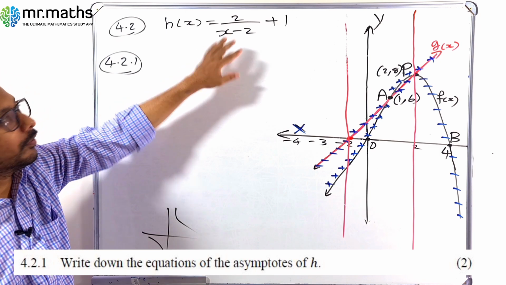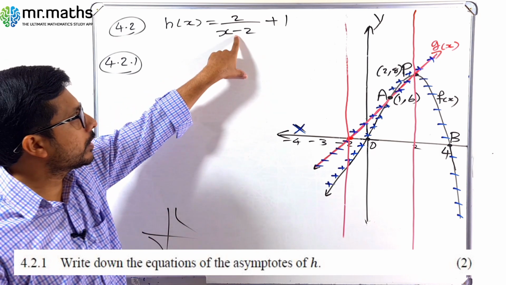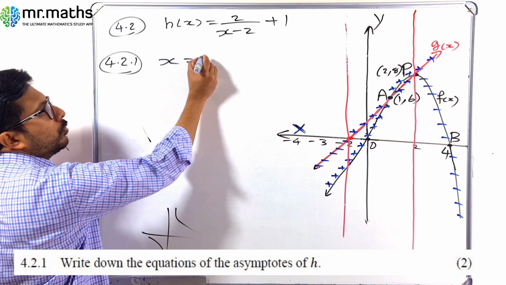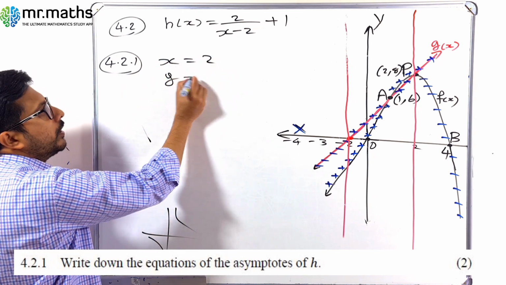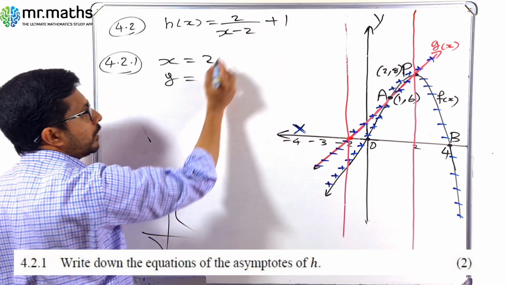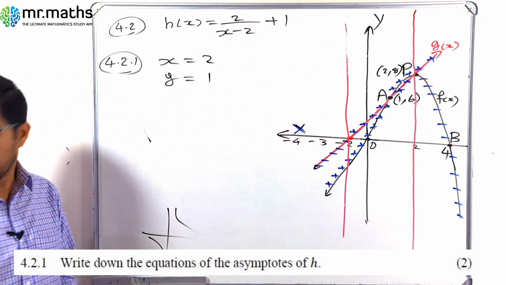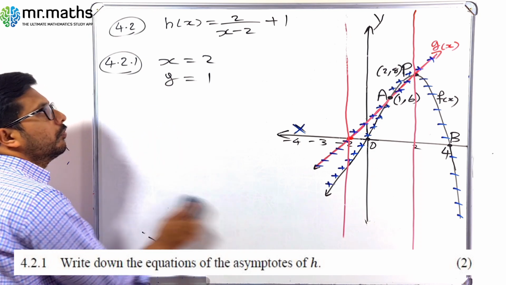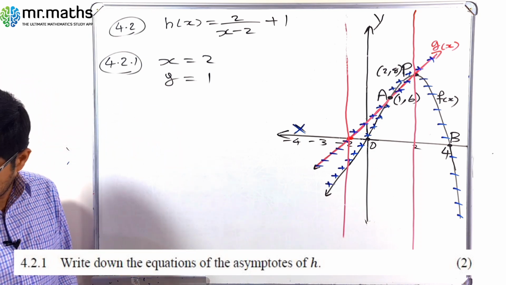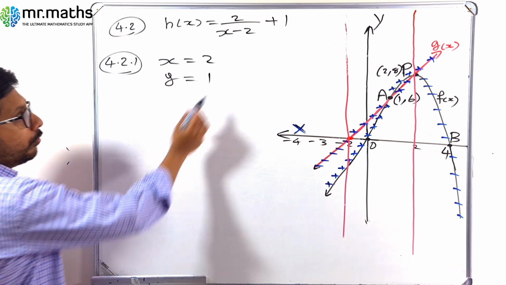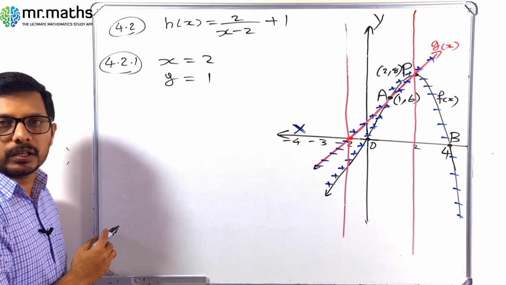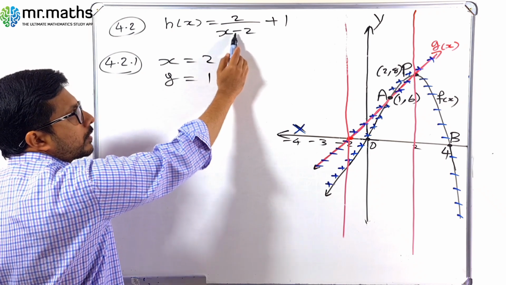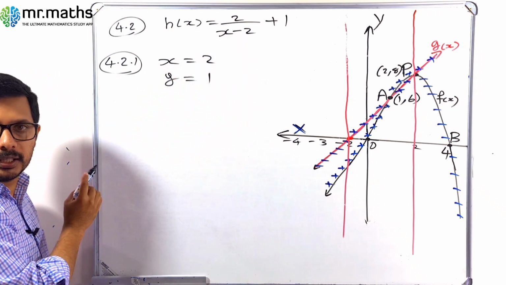Okay, so what are the asymptotes? You already studied that when it is minus 2, the equations of the asymptotes are x is equal to positive 2 and y is equal to 1, because there is no change in that number. So the equations of the asymptotes are x equals 2 and y equals 1. Don't change this plus 1, but you have to change the sign of the number with x. In case it is plus, you have to write it as minus, like that.